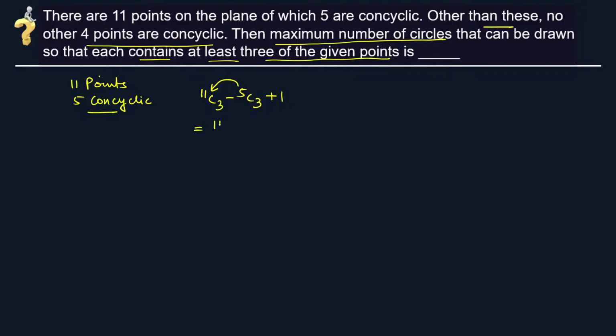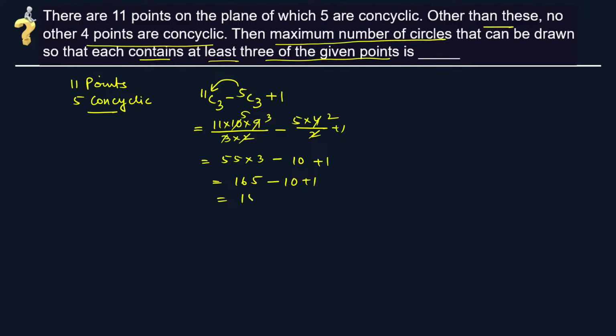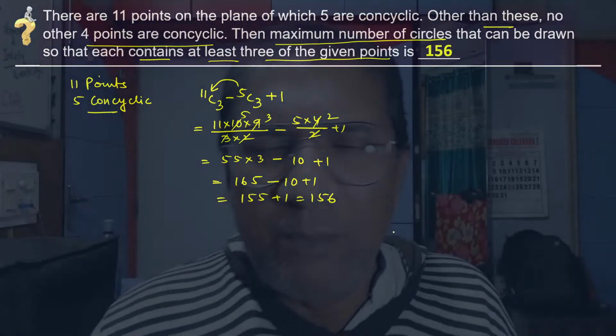So let me just calculate this. 5C3 is the same as 5C2. So this is 55 into 3 minus 10 plus 1. So this is 165 minus 10 plus 1. That gives us 155 plus 1. That is 156. Yes or no?